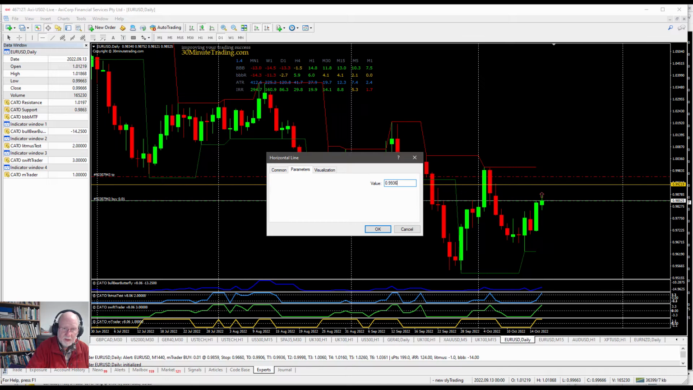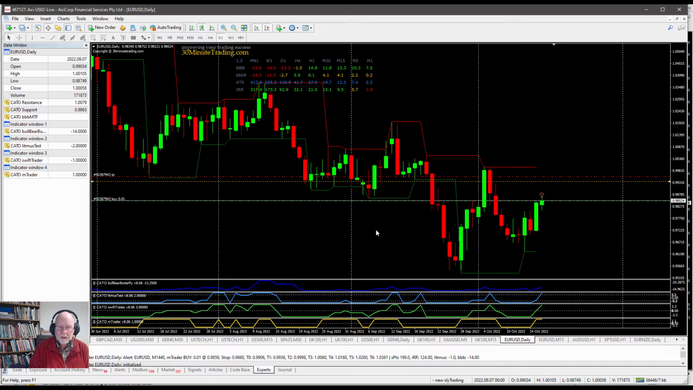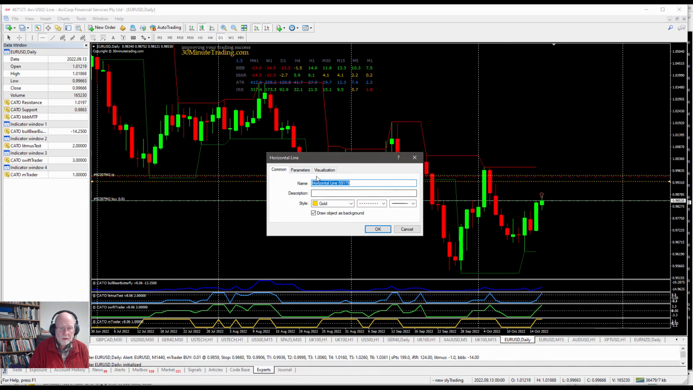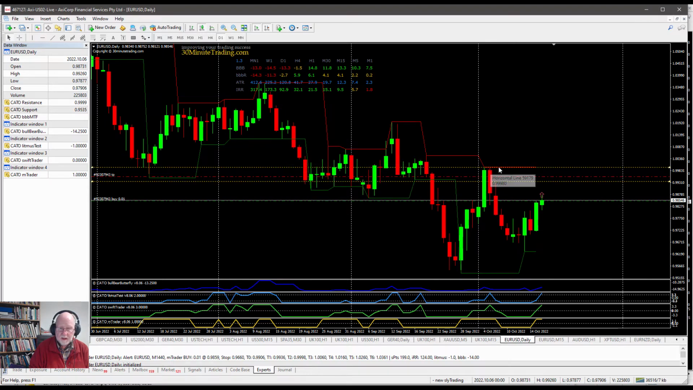So let's put 36 in there. And why not make it a dotted line so it doesn't get in the way too much, and draw it in the background. There. So that's one possible target, and that target is T1. T2 is 9998. So let's put another one on, somewhere up here, 9998, which is obviously going to be a more aggressive target, and that's actually at the resistance line.